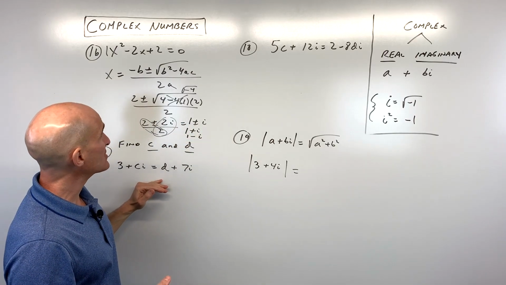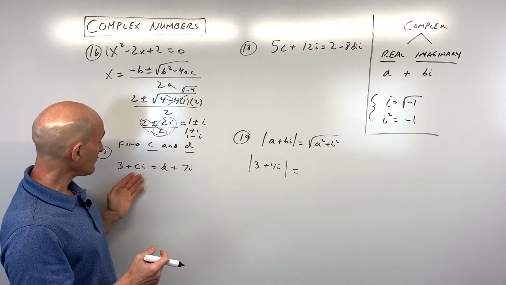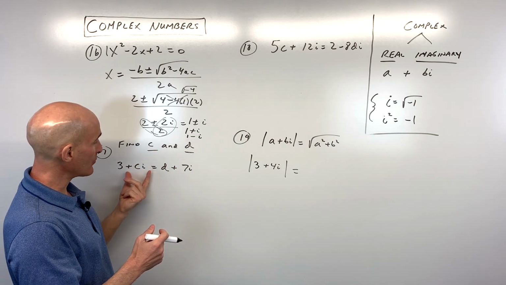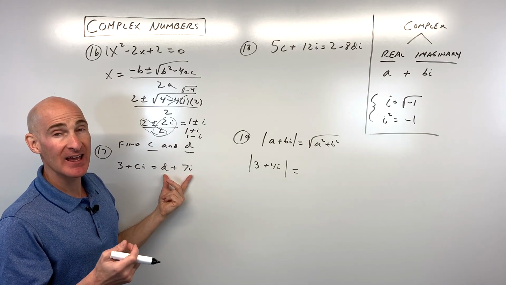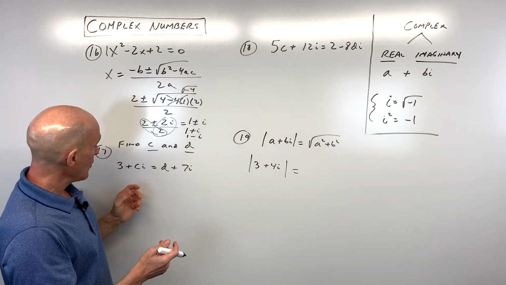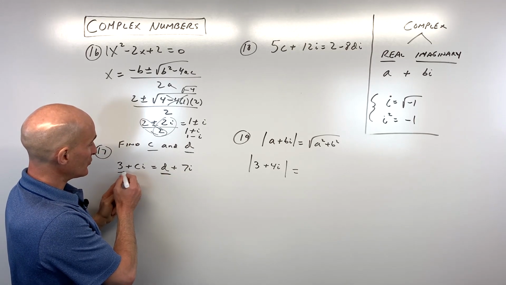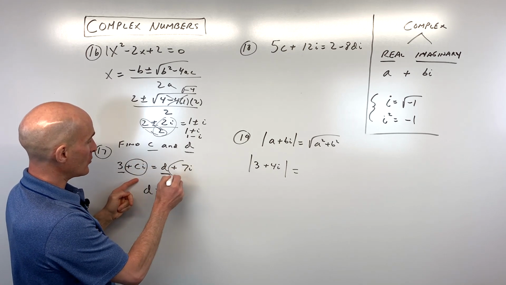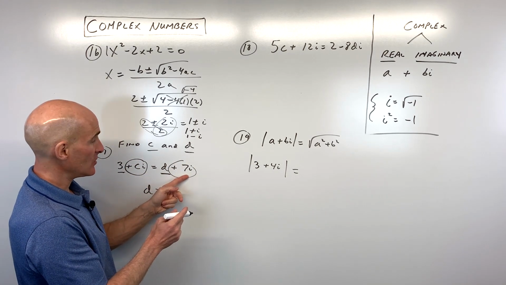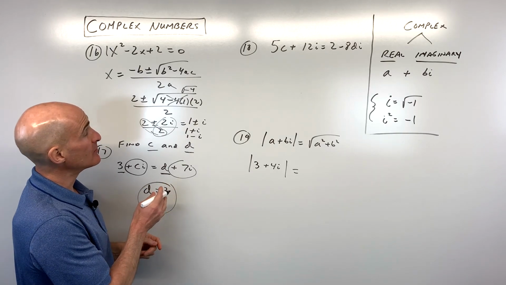So let's go down to number 17 and 18. These ones are similar. It says find c and d. And what we have is a complex number equal to a complex number: 3 plus ci equals d plus 7i. So how do we solve that? Well, you can set the real part equal. So here you can see d is equal to 3. And then you can set the imaginary part equal. So ci equals 7i, which means that c must equal 7. So that one was kind of easy, but a little bit more challenging.